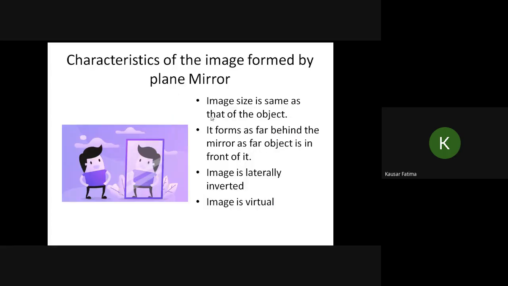Here these are the characteristics. Image size is the same as that of the object size. Far behind, the image is laterally inverted, right becomes left, left becomes right. The image is virtual.